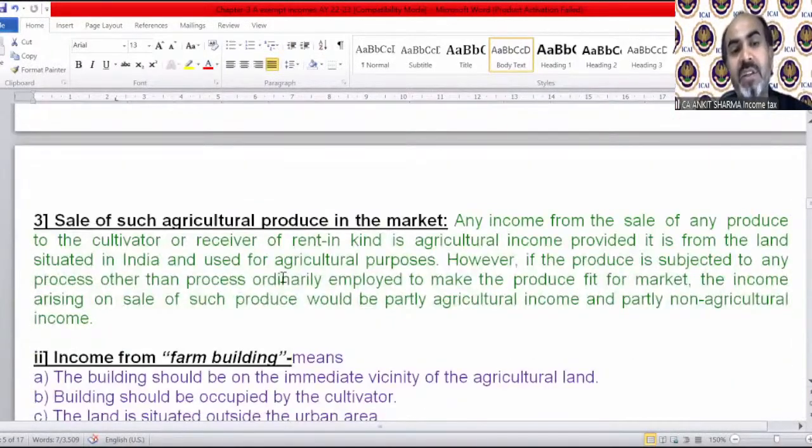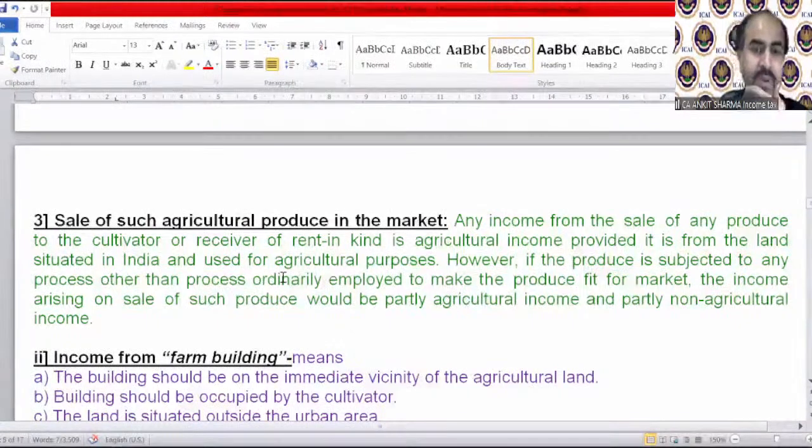Sale of such agricultural produce in the market: when you sell that product in the market, and if there is some activity which is not directly connected to your agricultural activity, in that case some part of that income is going to be exempted, and some part will be taxable. We will understand points number 2 and 3 in detail with examples. Okay, so just stay with me. I'll tell you each and everything.